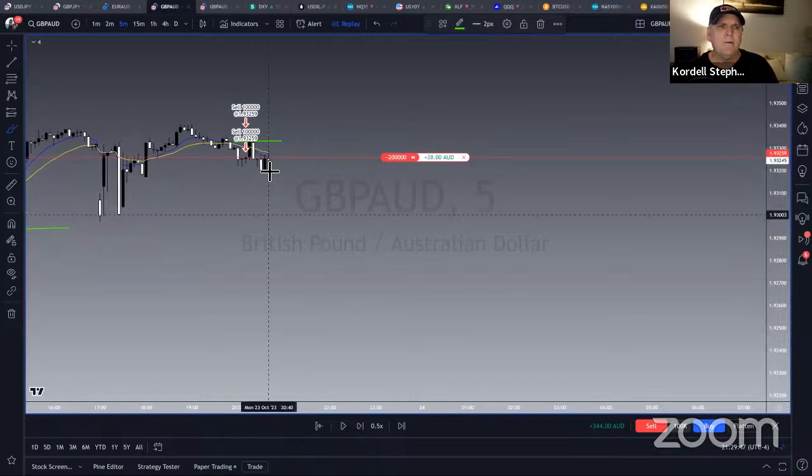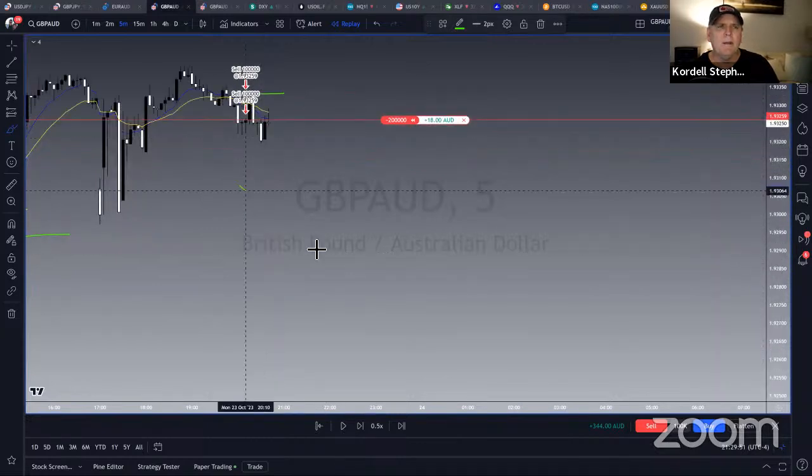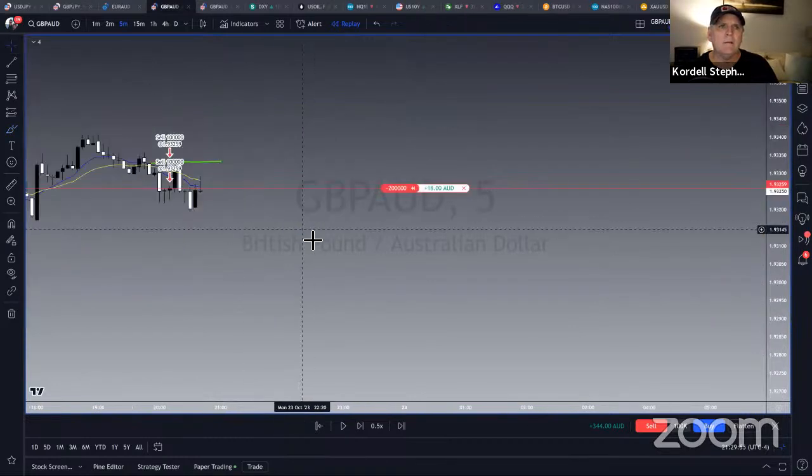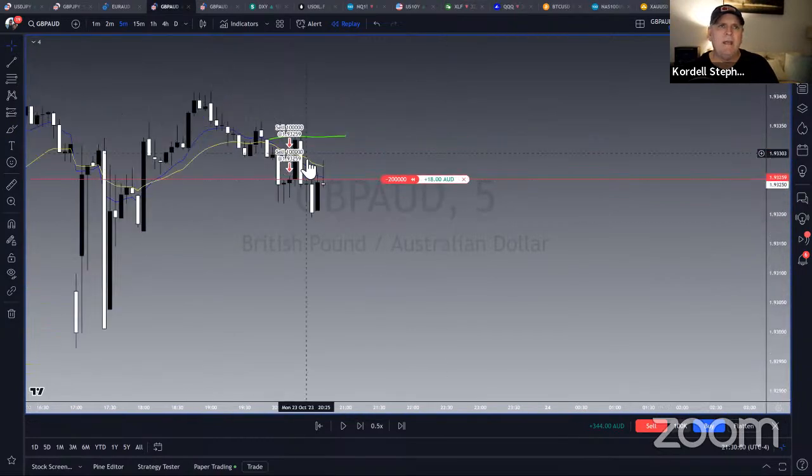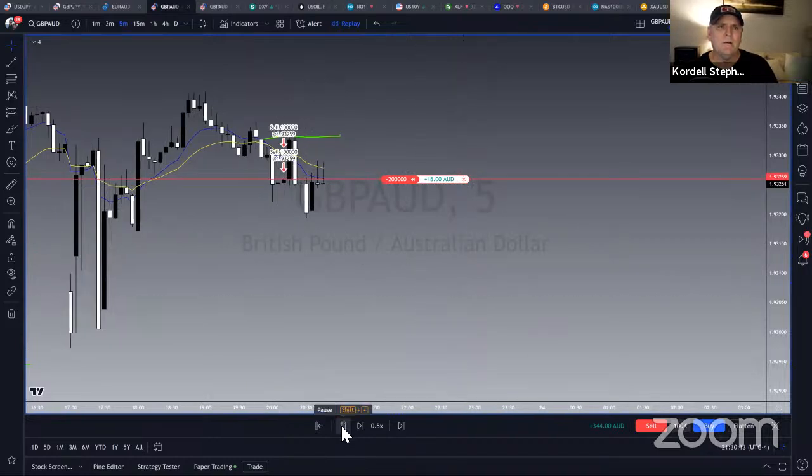Okay, one of the things I want to show you is, and let me blow this up here a little bit, you can see how this space between the EMAs is getting larger and larger, but there's still a lot of ranging in these candles. So it's really hard to determine which direction it's going to go, but we're going to watch this.